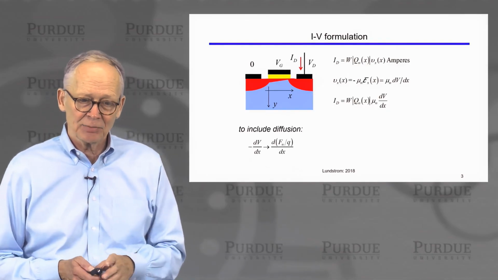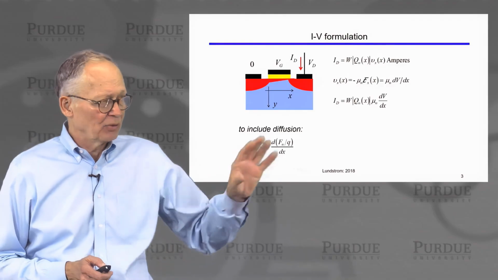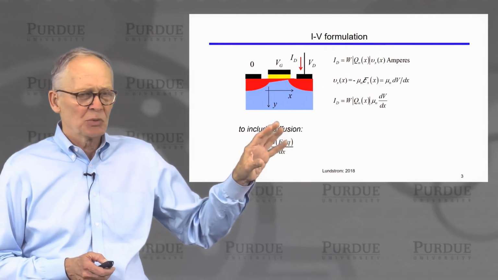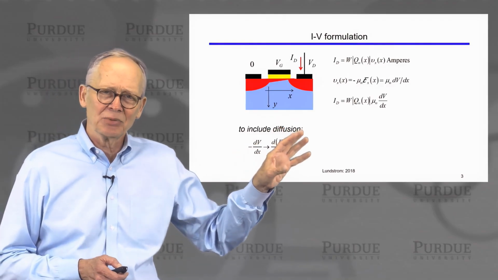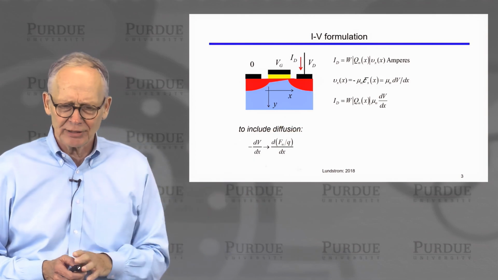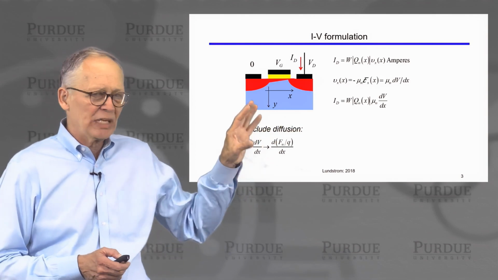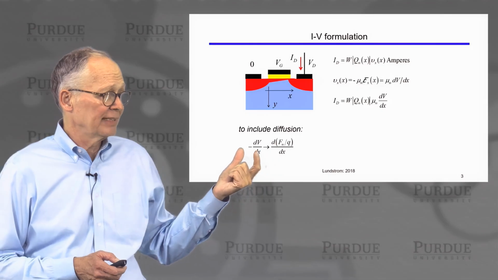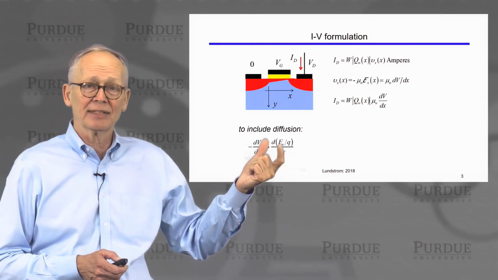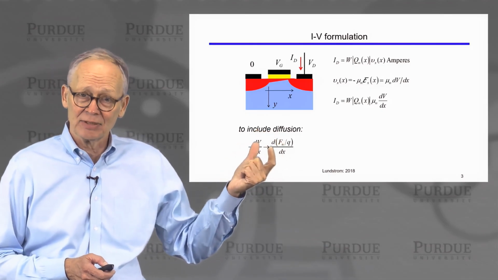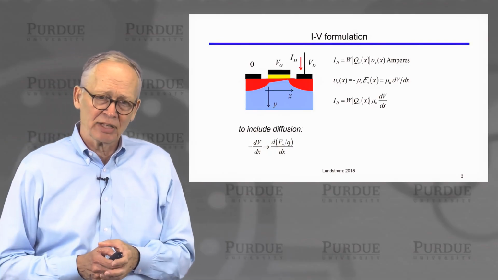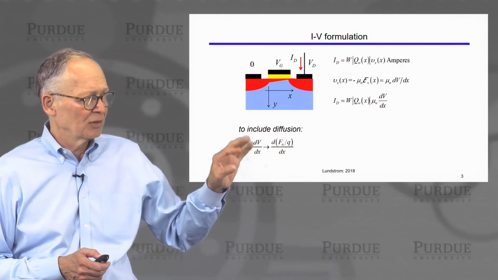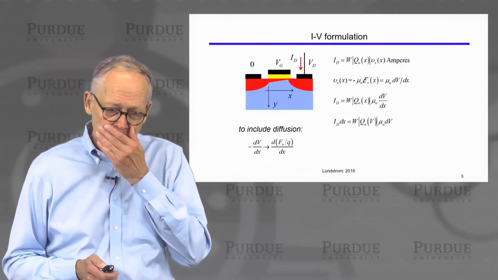I can separate variables. Before I do that, I'll just point out that we're only including the drift current here. You might worry about, well, what about the diffusion current? We could do the analysis. It's a little more involved, but if I replace the electric field by the gradient of the quasi-Fermi level, then both drift and diffusion are included. But we'll save that for another time.